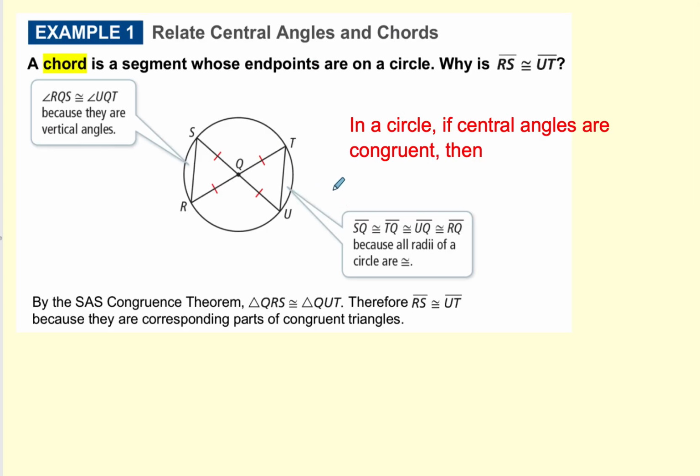This is a similar situation. These two triangles have all these sides in common because they're radii. And they also have vertical angles congruent. So the triangles will be congruent by SAS. Here's the letter order. Therefore, RS will be congruent to UT by CPCTC. This is leading to a theorem that we'll have in a few minutes. In a circle, if central angles are congruent, then the chords are congruent.